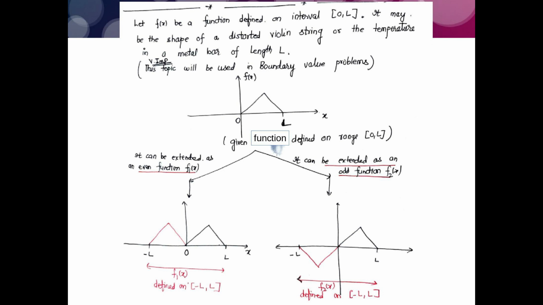So suppose we are extending this function as an even function, so we have the function f1(x). You can see the graph on the left hand side. From minus L to L, we have just copied this function, and clearly this f1(x) is an even function. This one is called the even periodic extension. Similarly, we can extend function f as an odd function, and we have a new function f2(x) defined on the interval minus L to L.